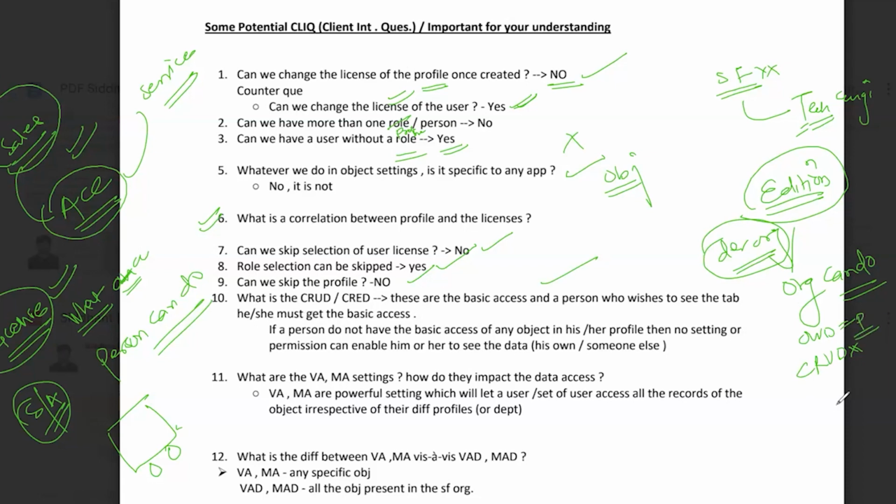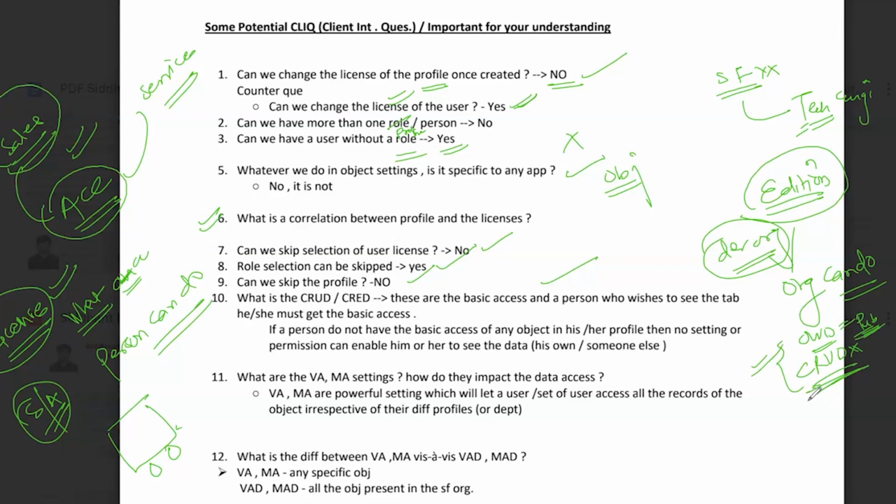When I say that OWD is private, or OWD is public read only, and the person does not have any kind of read access, will he or she be able to see the record? More often than not, most of the learners fall for this trap and say yes, if the OWD is public, the person will be able to see the records. The answer is no. If the CRUD itself is not there in your profile, you will not be able to see the tab itself. So make sure that CRUD is there.